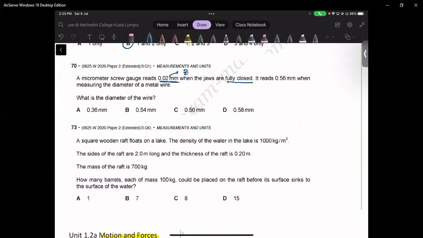So this one is zero error. Zero error meaning when the reading is supposed to be 0, it's not 0. And then when I measure the metal wire, I get this reading. So to find the true reading, I will take the reading that I have taken in the experiment and minus the zero error. You learned this before in science, right? So 0.56 minus 0.02.